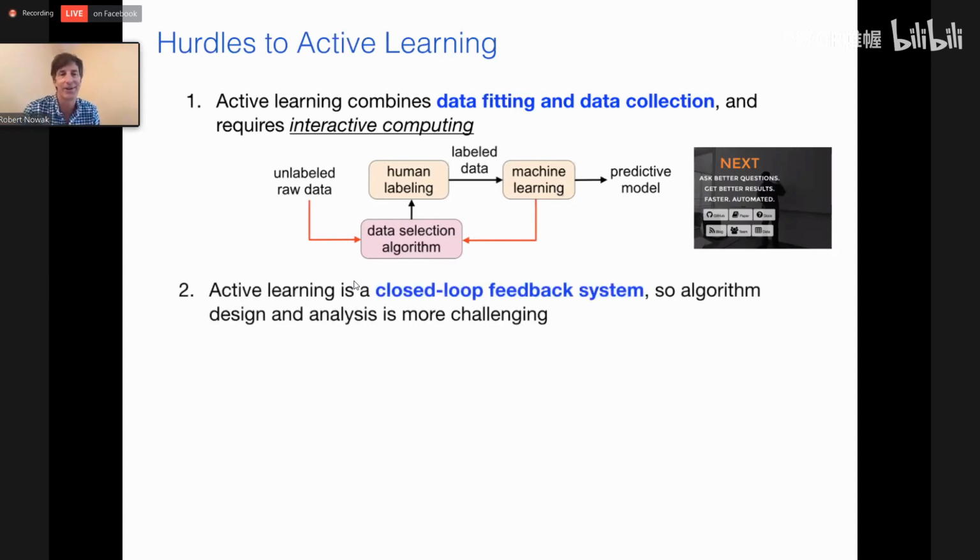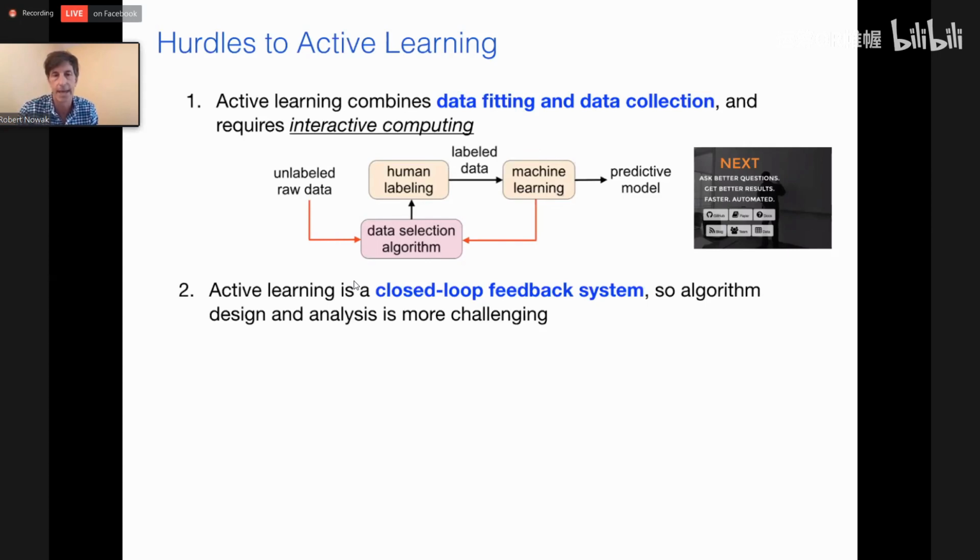Here's the second hurdle. Active learning is a closed loop system. It has feedback in it, right? And so algorithm design and analysis is a lot more challenging. If we're too aggressive with this adaptation and feedback, we can actually end up learning a very suboptimal classifier or predictor. So we have to be very careful with that feedback, and that makes analysis and design challenging, as I said.